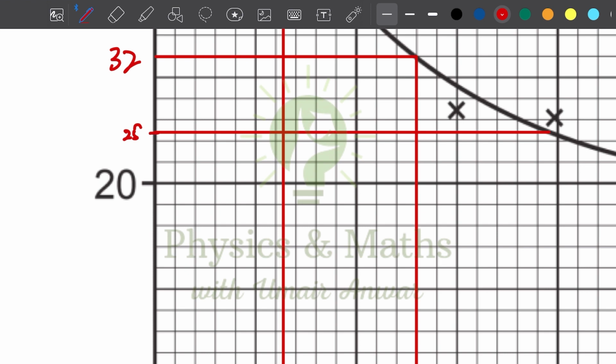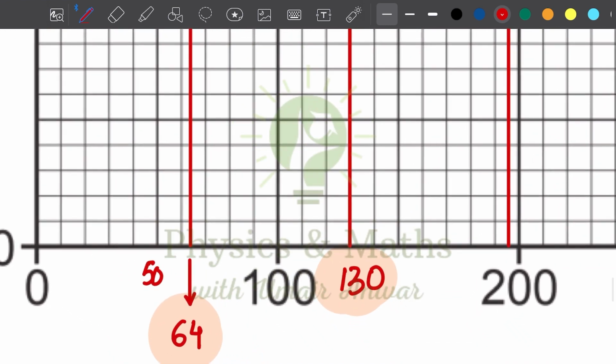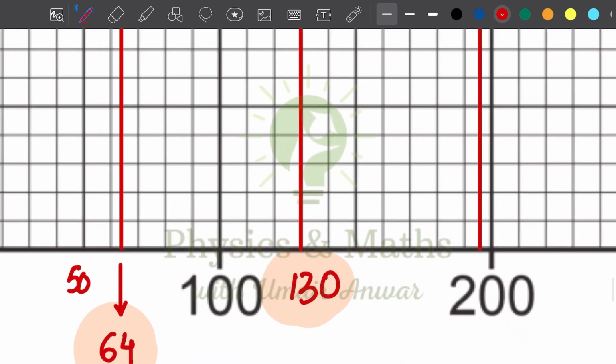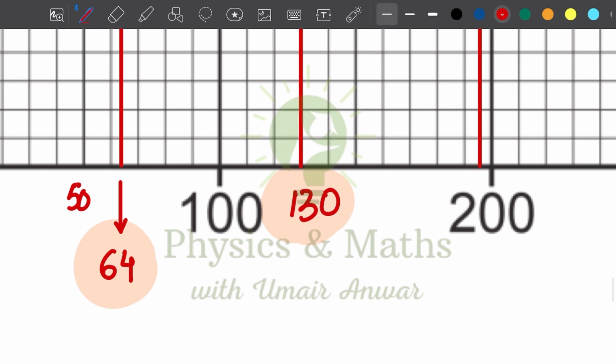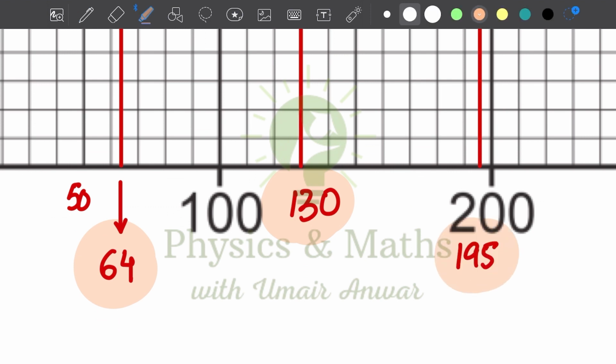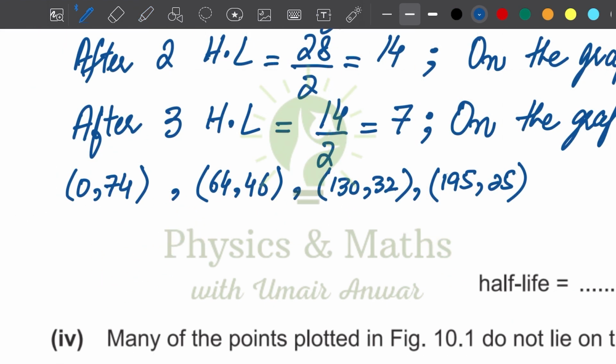we get a value which is in the mid of 190 and 200. So it is almost a value of 195. So these are the three values that we are getting: 64, 130, and 195. So I've written all the points here which we found from the curve. And now we would use these points in the form of pairs to find the half-life here.